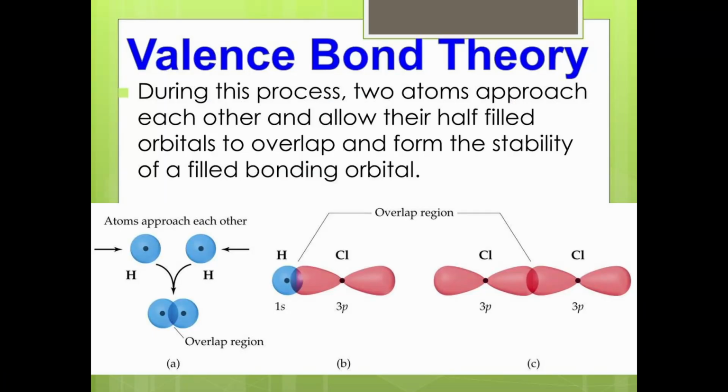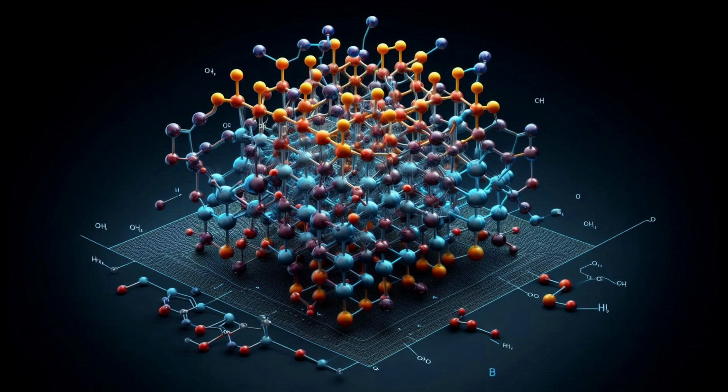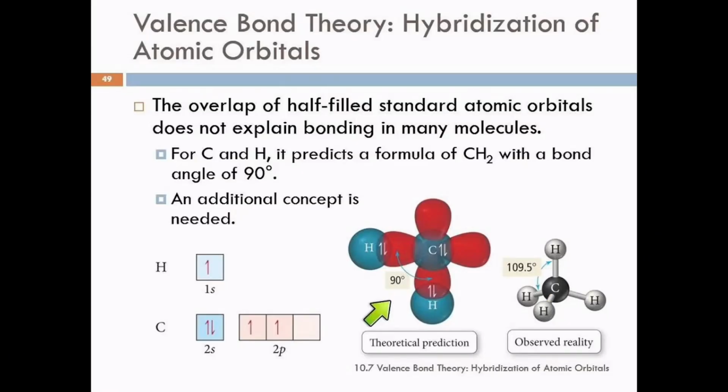In short, valence bond theory gives us a clearer picture of why bonds form, their strength, and how atoms arrange in space. We will dive deeper into bond types and hybridization next to see how these overlap ideas shape more complex molecules. Hybridization is a concept introduced by Linus Pauling to explain molecular geometry.